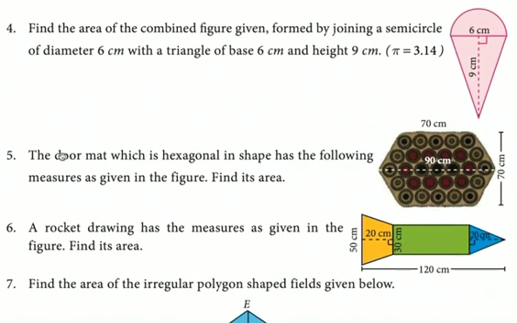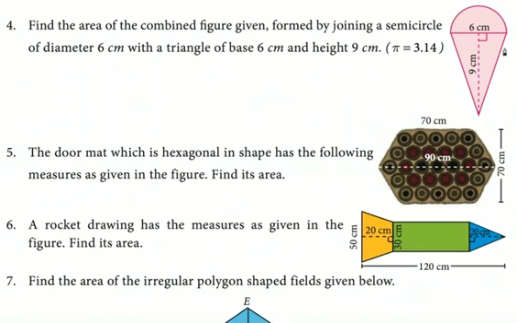Okay, find the area of the combined figure given. This one is formed by joining a semicircle to a triangle. Sorry, this is not a rectangle, it is a triangle. Diameter 6 cm of the semicircle. Triangular base is 6 cm and height is 9 cm. What you need to find? You need to find the area. What is the big deal here? Half base into height is the area of the triangle. You already know. Half 6 into 3, so 3 into 9. 27 cm square is the area of the triangle.